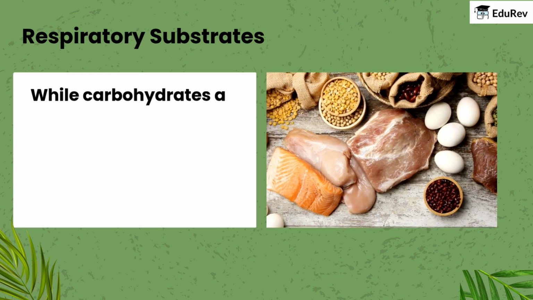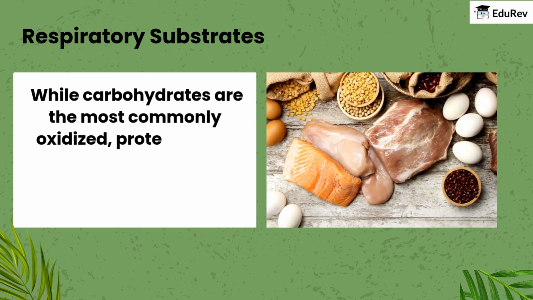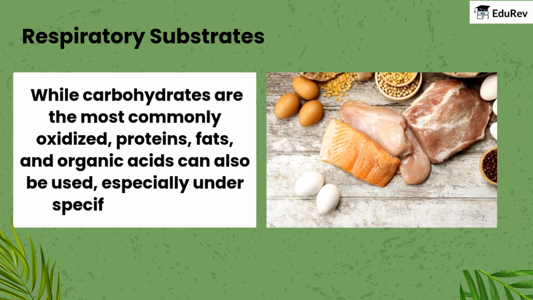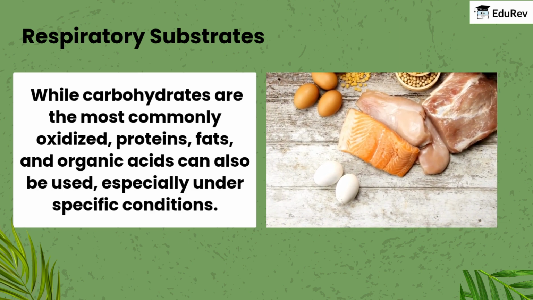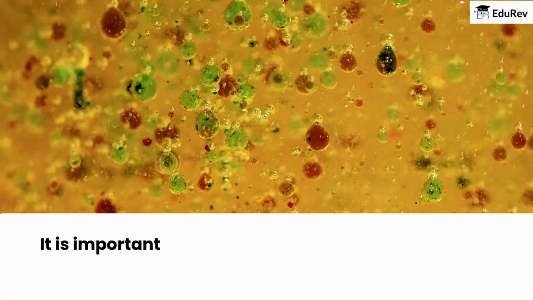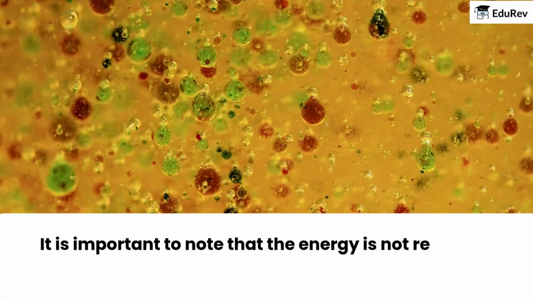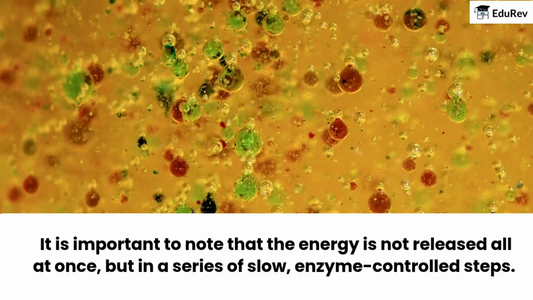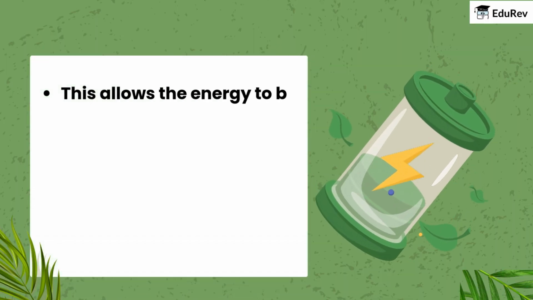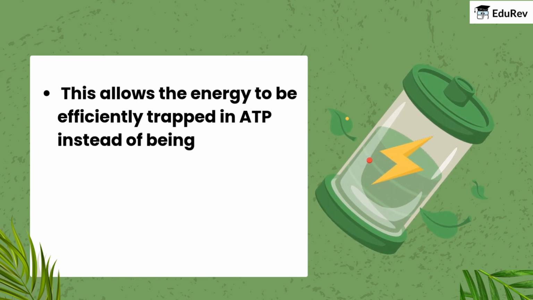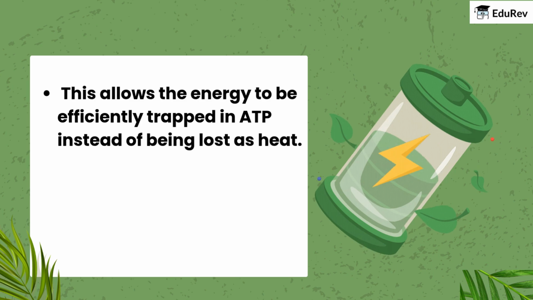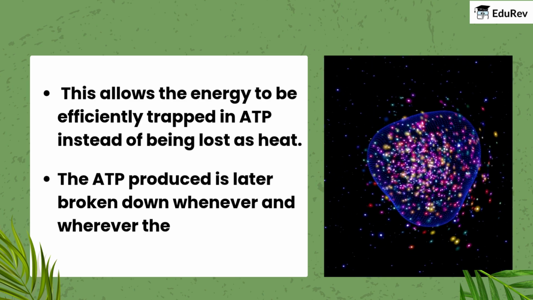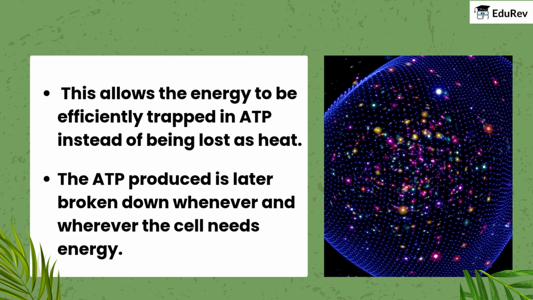While carbohydrates are the most commonly oxidized, proteins, fats, and organic acids can also be used, especially under specific conditions. It is important to note that the energy is not released all at once, but in a series of slow, enzyme-controlled steps. This allows the energy to be efficiently trapped in ATP instead of being lost as heat. The ATP produced is later broken down whenever and wherever the cell needs energy.